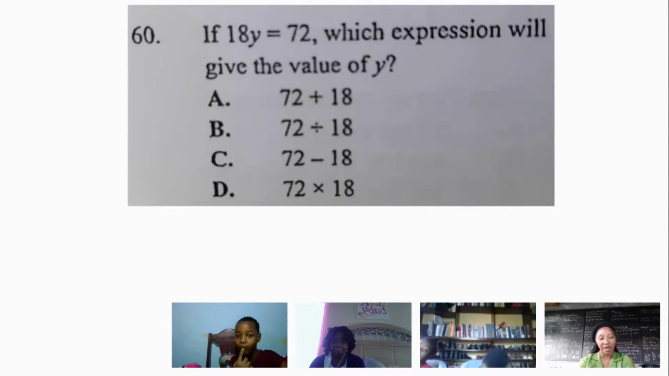Read the options for me, Amari. Yes, miss, I'm going to do that now. I forgot, miss. Okay. A. 72 plus 18. B. 72 divided by 18. C. 72 minus 18. D. 72 times 18. And miss, my answer is B, 72 divided by 18. Okay. So if 18 times a number gives 72, then the number is 72 divided by 18.